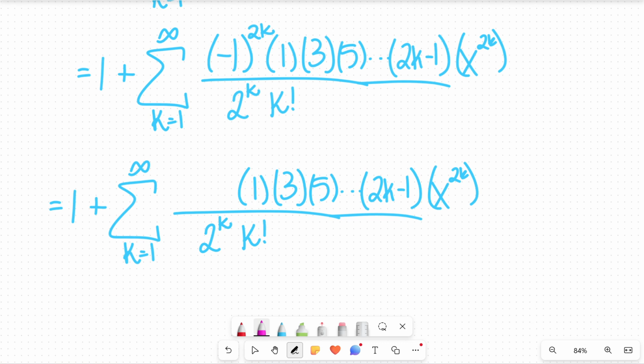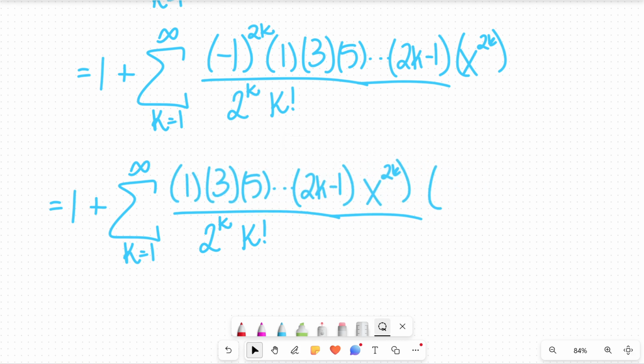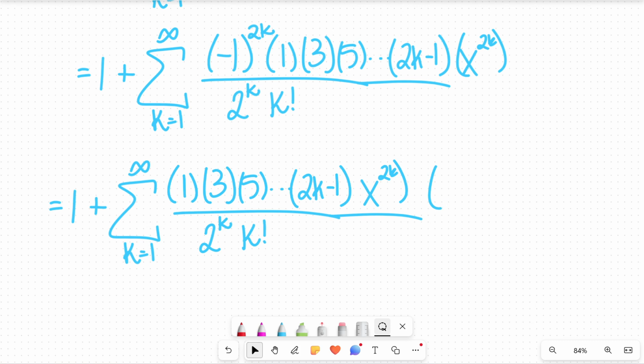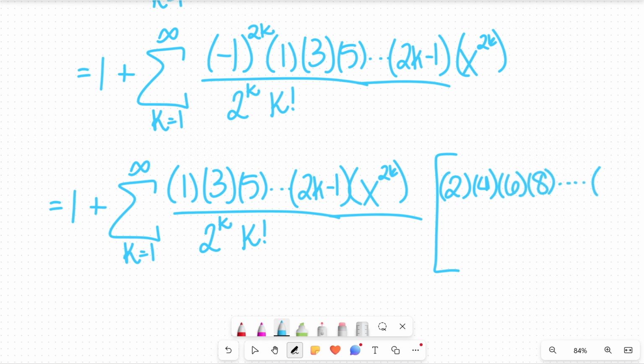All right, now focusing on what's left of my numerator. Again, I don't have a factorial for just odd numbers. I only have factorial for my full set of numbers. So what I'm going to do is multiply this whole thing by 1. However, my 1 is going to look a little bit different. I'm going to multiply by 2 times 4 times 6 times 8 all the way up until 2k.